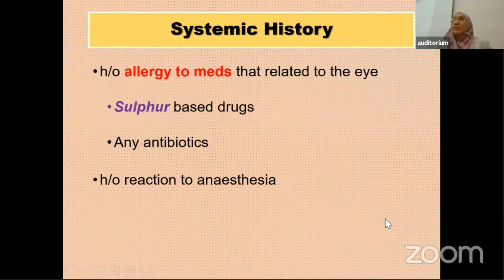And then in history also, we need to ask the patient about medication related to the eye, such as sulfur-based drugs, because this is very important. For example, if you want to give pre-op medication, for example, Diamox, acetazolamide, we cannot give it to this type of patient, right? And also any antibiotics. If let's say the patient is allergic to certain antibiotics, we must be alert, so we cannot give intra-op, for example, intracameral cefuroxime, which is commonly given, right? Intracameral, intra-op, and also post-op topical antibiotics. And then history of reaction to anesthesia previously.